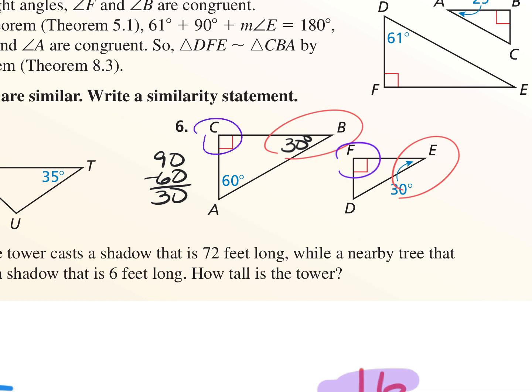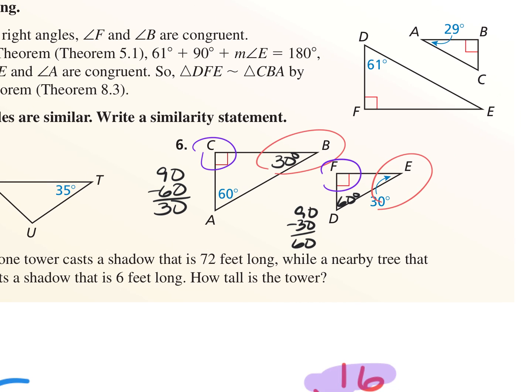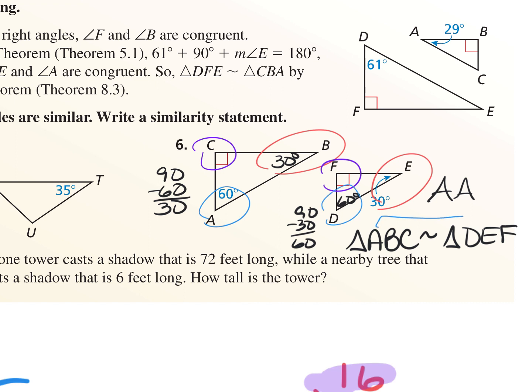If I would have gone ahead and found D first, I would have done 90 minus 30, and either way, I've got all 3 angle pairs marked as congruent. So because I could find at least 2, this is similar by angle, and my similarity statement is triangle ABC is similar to DEF. And again, the order is important. A was the 60 degree, and it matched with D, and that's why they're the first 2 letters. And then B and E, they both had 30, and then the C and the F were the 90.